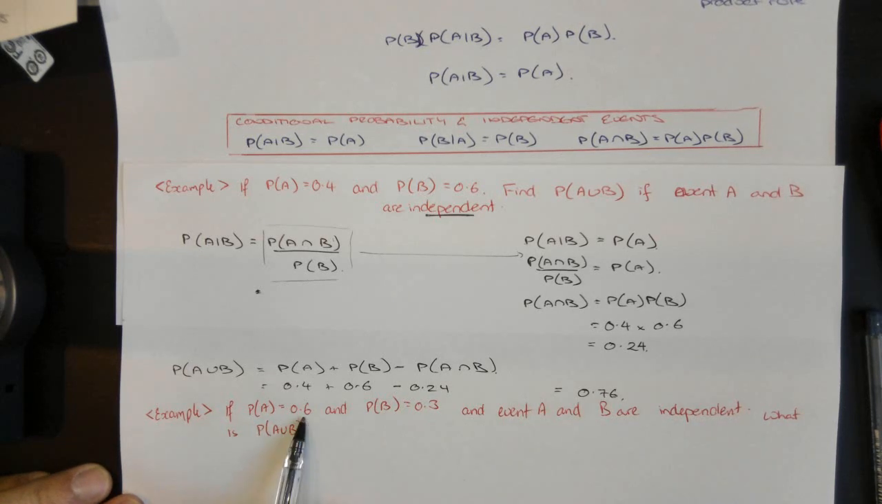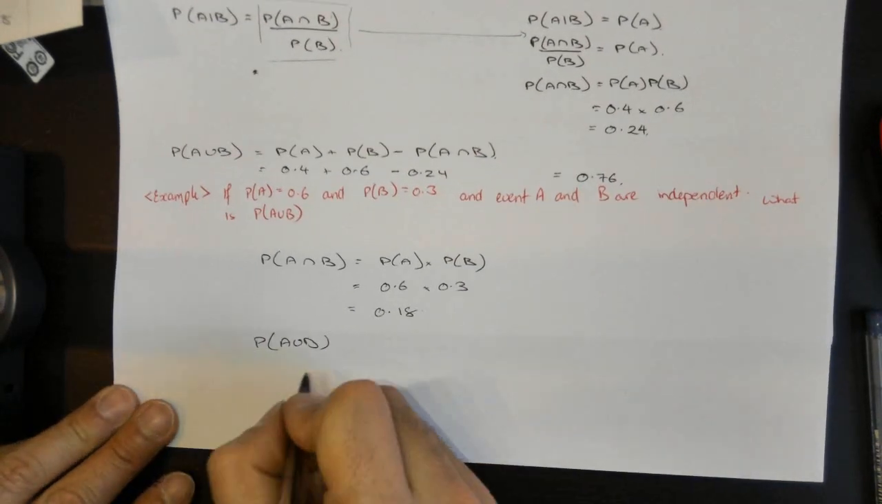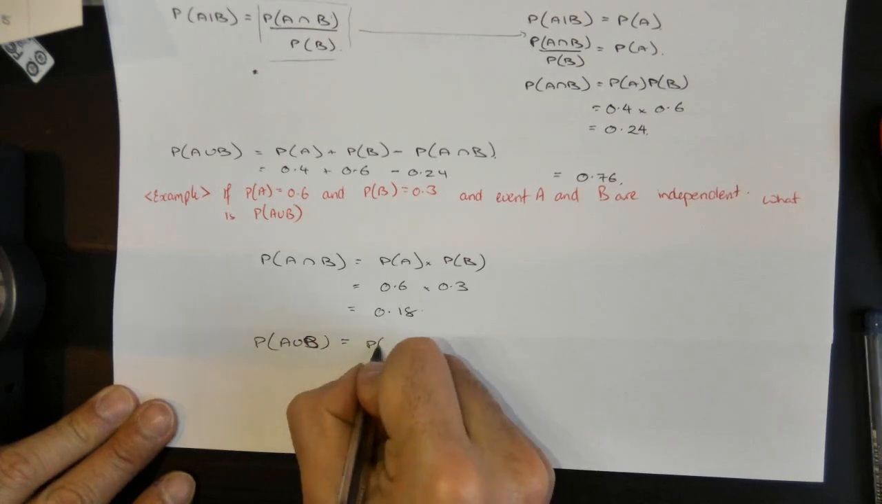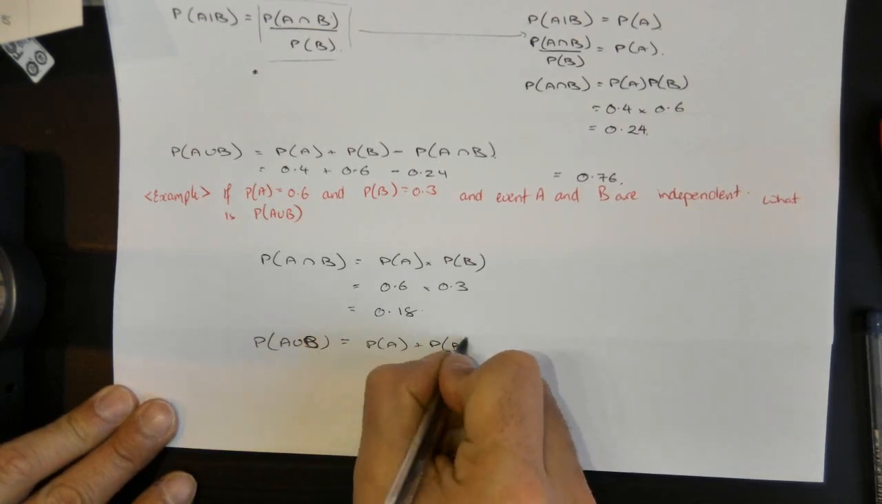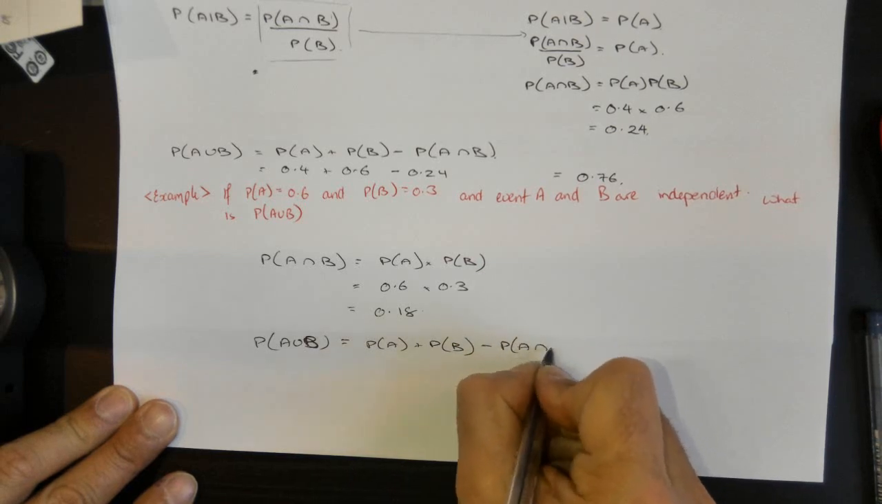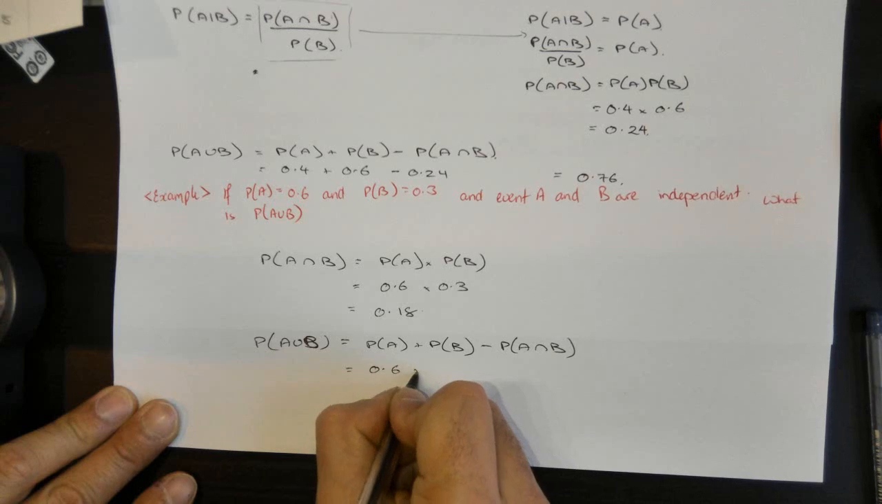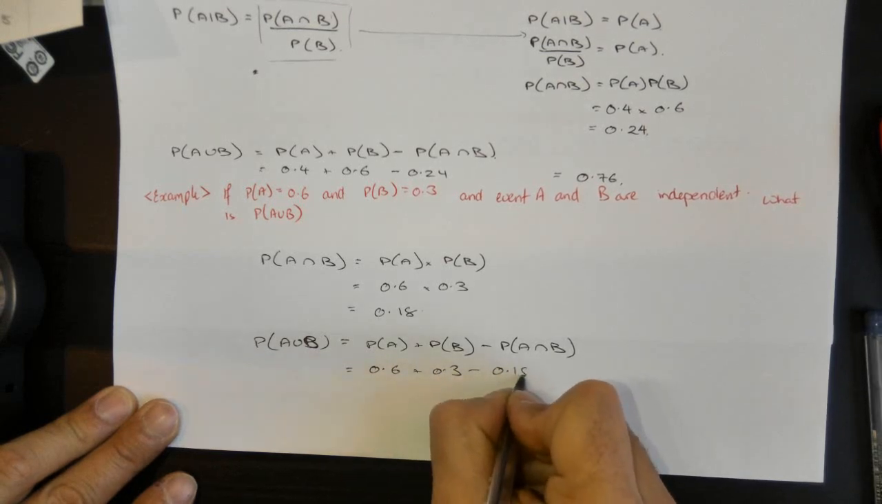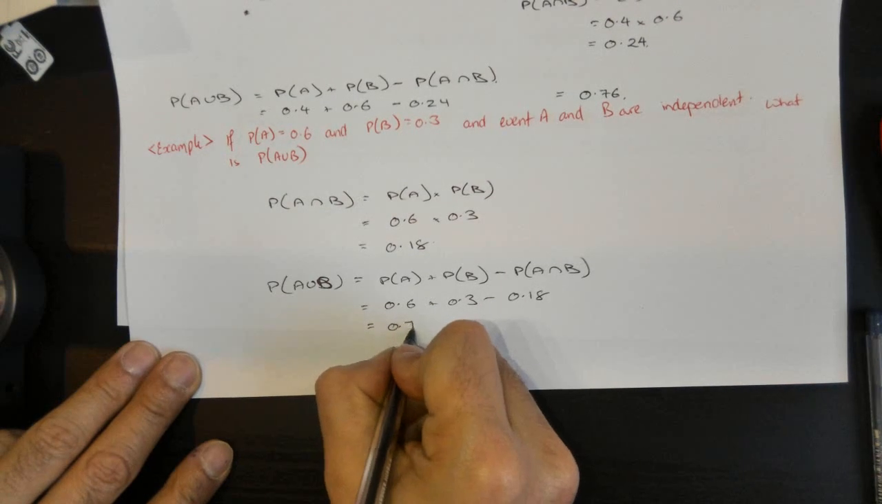Alright. Same kind of idea here, it's exactly the same. So now we've got the probability of A being 0.6 and the probability of B being 0.3. We want to find the union. Well, the probability of A intersect with B is P(A) multiplied by P(B), so 0.6 times 0.3 is 0.18. The probability of the union occurring is the probability of A occurring plus the probability of B occurring minus the intersection. Gives me a solution of 0.72. Okay, and that's it.